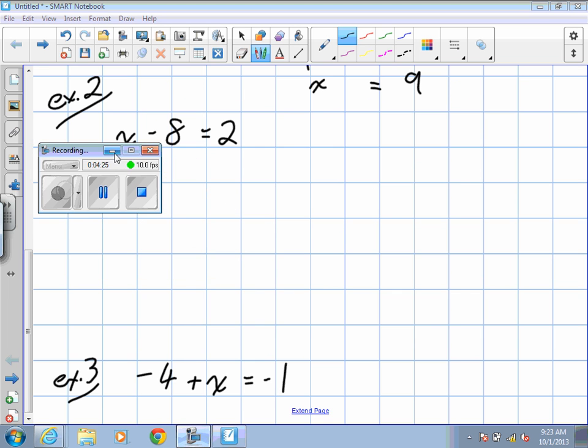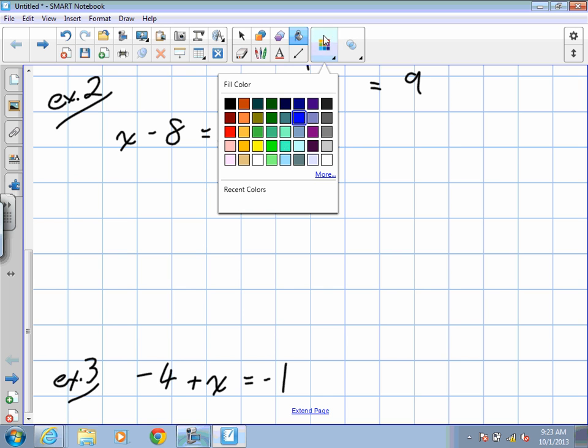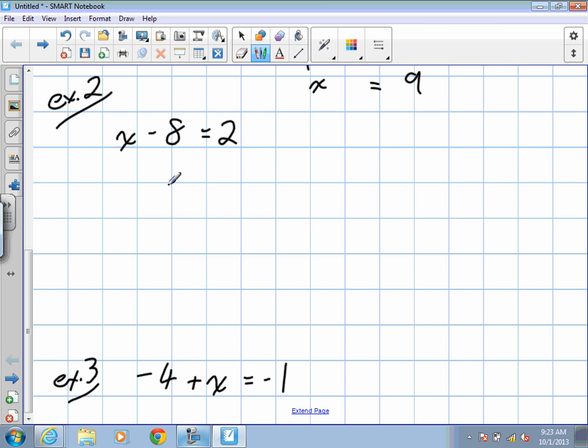Okay, this is our second example. And this one we're going to kind of use a shortcut. Now they call these two different methods, but they are the same thing. So I'm going to show you both methods in this one, and then we're just going to focus on the shortcut in the second one.